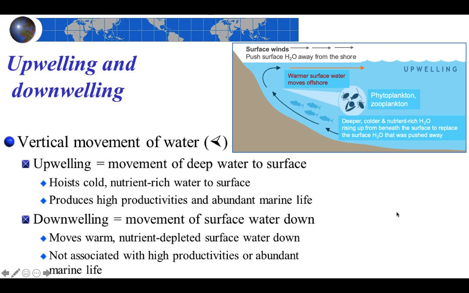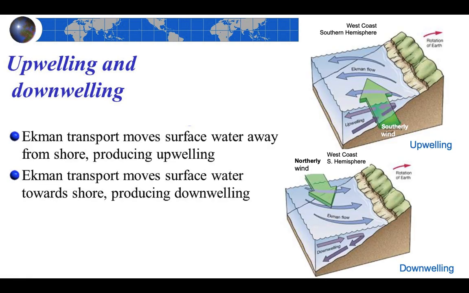Downwelling, on the other hand, is the plunging of the surface water down into the deeper ocean. It moves warm, nutrient-depleted surface water into the deeper ocean. And when this happens, there is a lack of nutrients in the ocean waters, and fisheries may collapse.